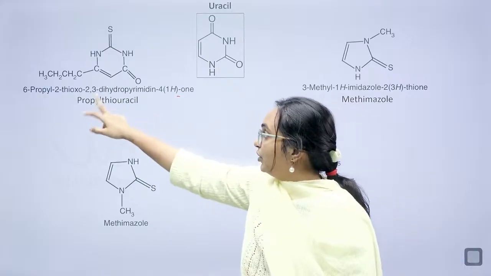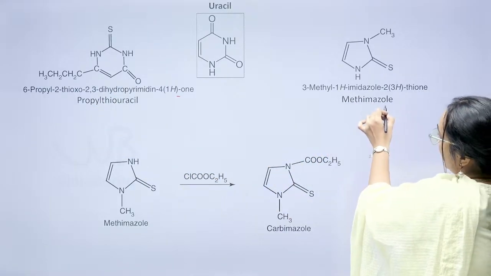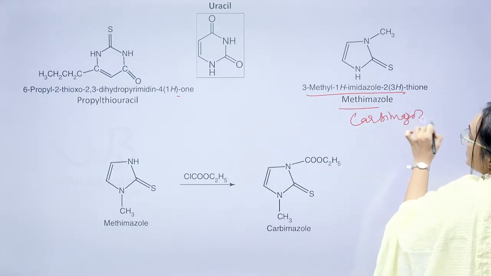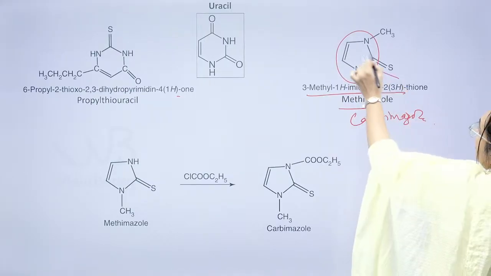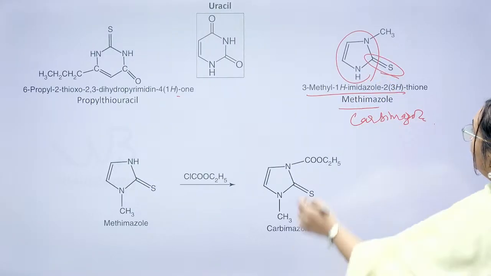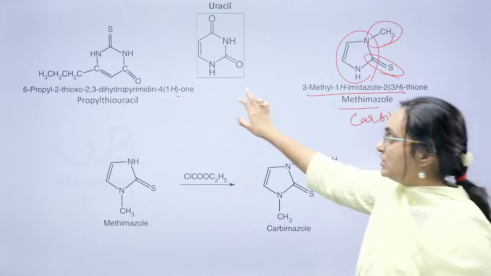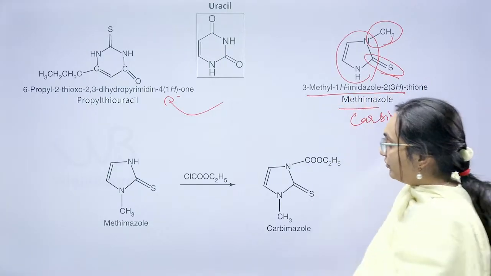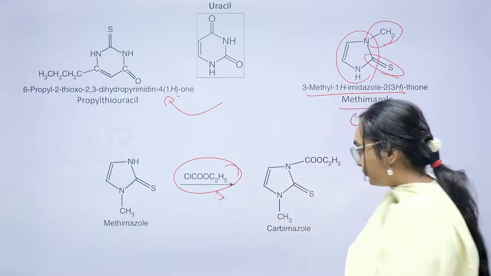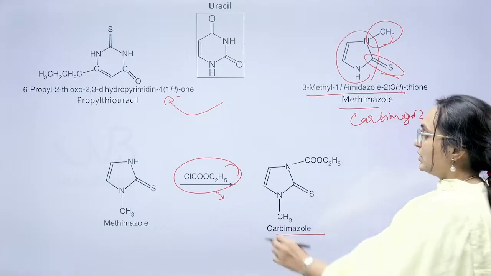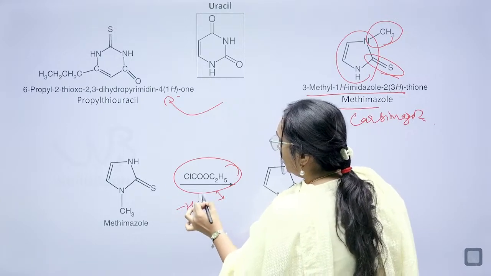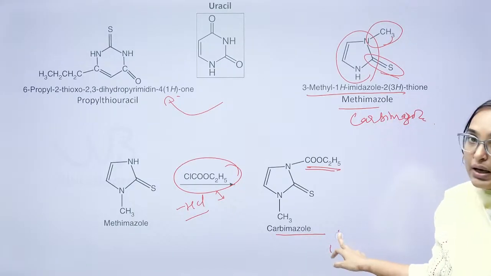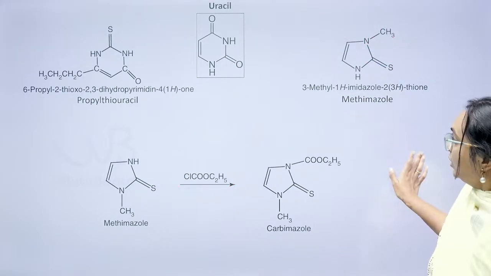Here is propylthiouracil, and this is the methimazole and carbimazole derivative. Methimazole and carbimazole are imidazole derivatives, an imidazole with thione and a methyl substitution. So this is a thiouracil derivative, and this is an imidazole derivative, methimazole. If you treat methimazole with ethyl chloroformate, with simple loss of HCl, you get a COO C2H5 group over nitrogen, which is carbimazole. So from methimazole you can synthesize carbimazole. These are the important drugs.